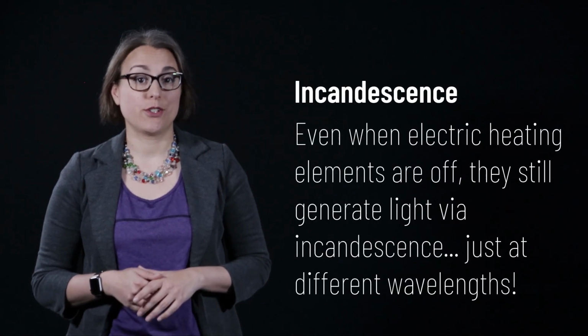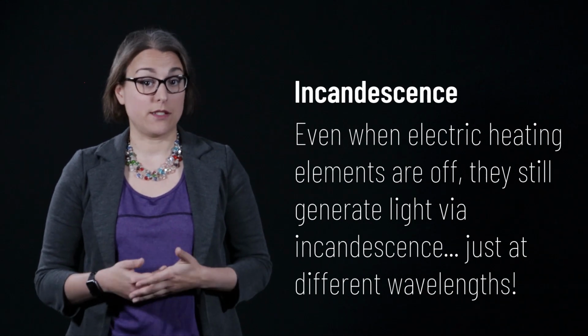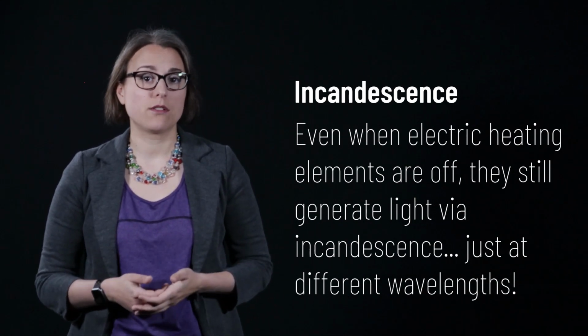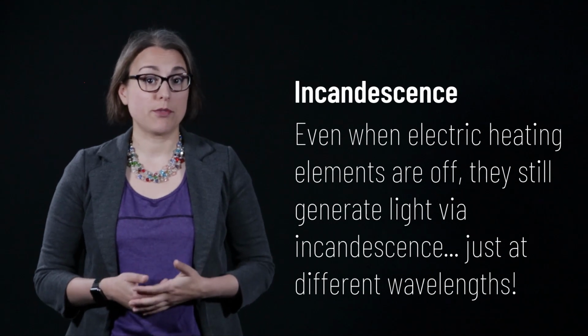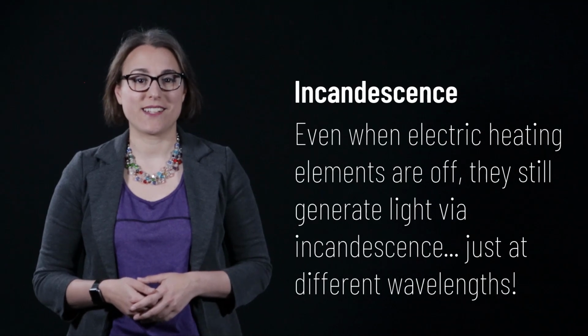When the electric stove or toaster is turned off, both still emit light via incandescence. Since we can't see it, the light is not visible. As the objects are likely at room temperature, we can expect that light to be in the infrared region of the electromagnetic spectrum.